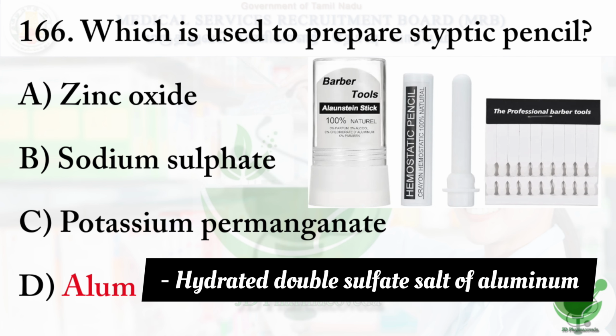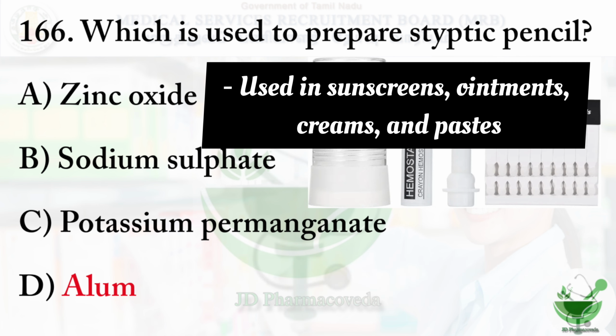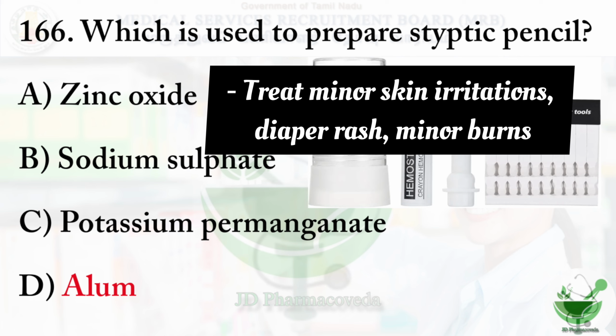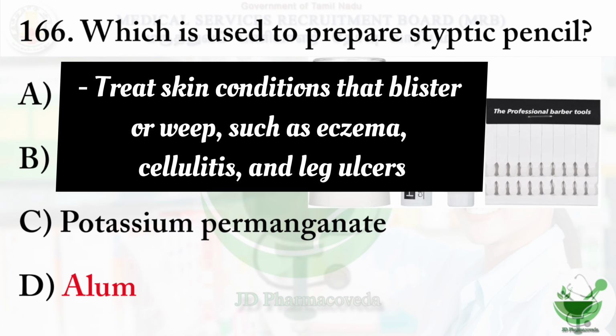Then we discuss the other options. Zinc oxide is used in sunscreens, ointments, creams and pastes to protect skin from the sun's ultraviolet rays and to treat minor skin irritations, diaper rash and minor burns. Potassium permanganate is used to treat skin conditions such as eczema, cellulitis and leg ulcers.